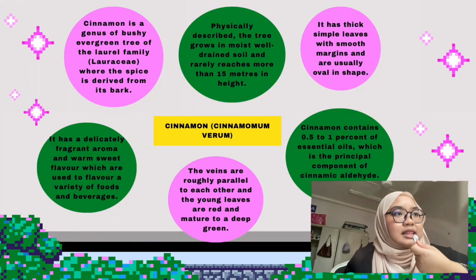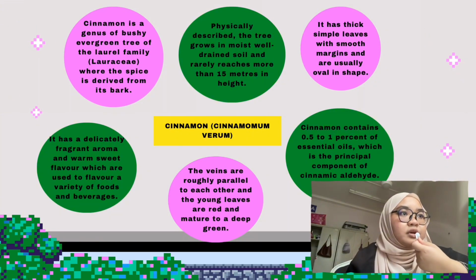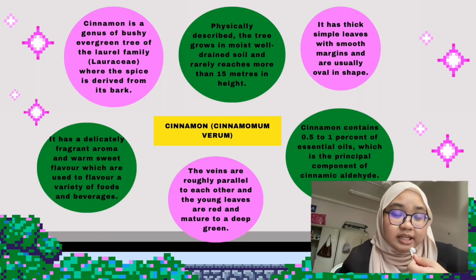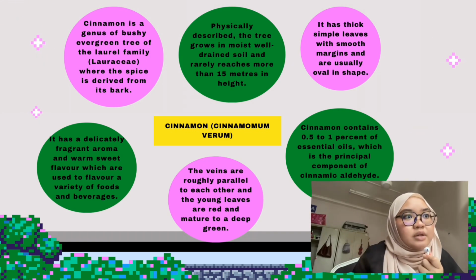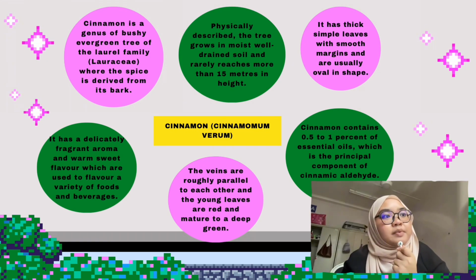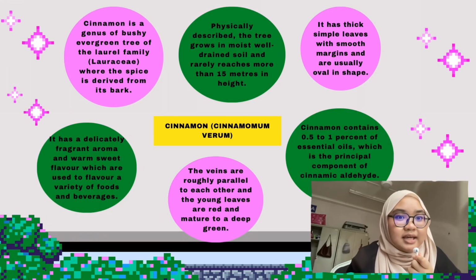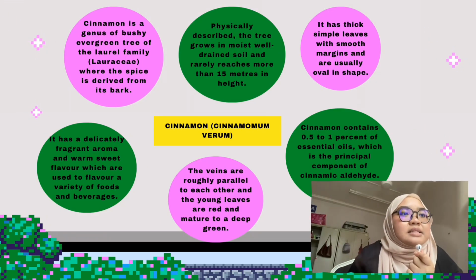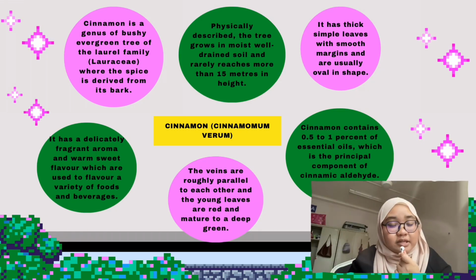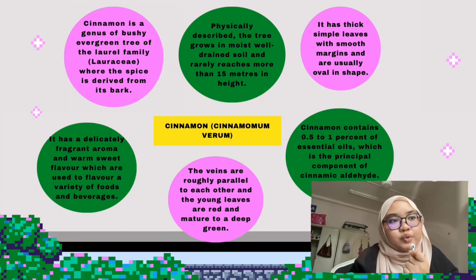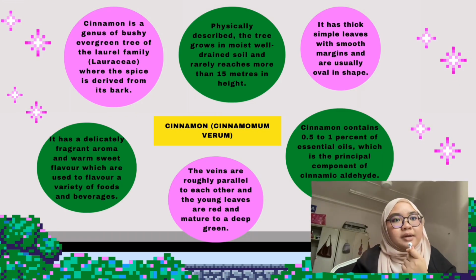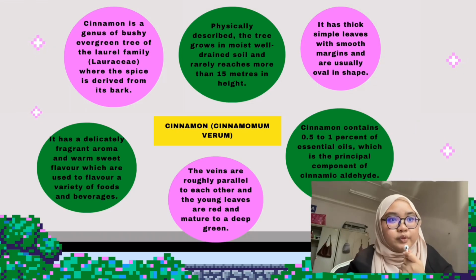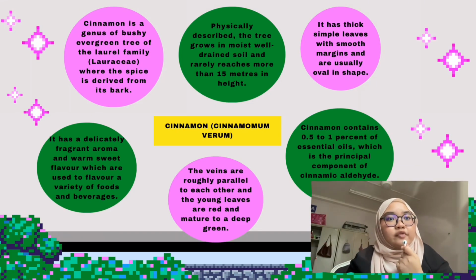It has thick, simple leaves with smooth margins and are usually oval in shape. Cinnamon also contains 0.5 to 1% of essential oil, which has cinnamic aldehyde as its principal component. The veins of a cinnamon tree are roughly parallel to each other, and the young leaves are red and mature to a deep green. And lastly, cinnamon has a delicately fragrant aroma and warm sweet flavor, which are used to flavor a variety of food and beverages.